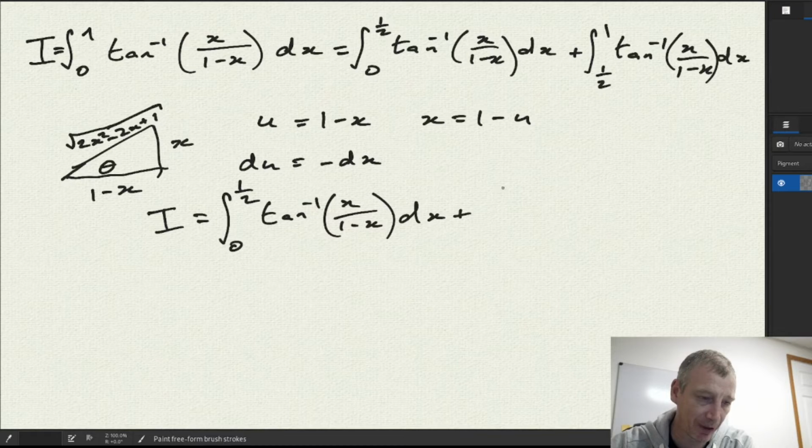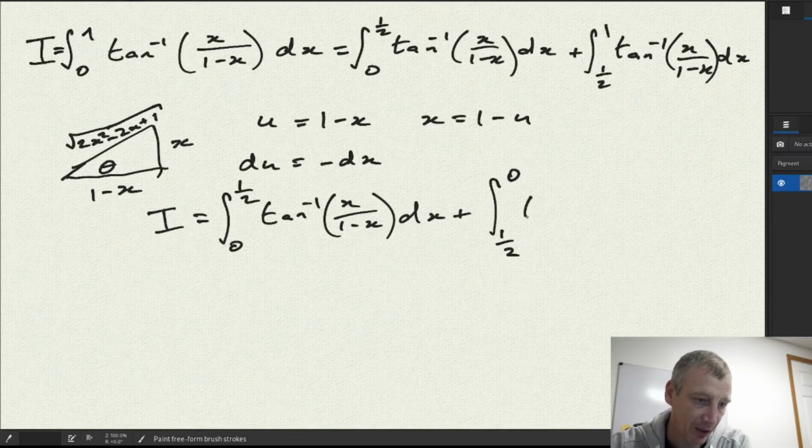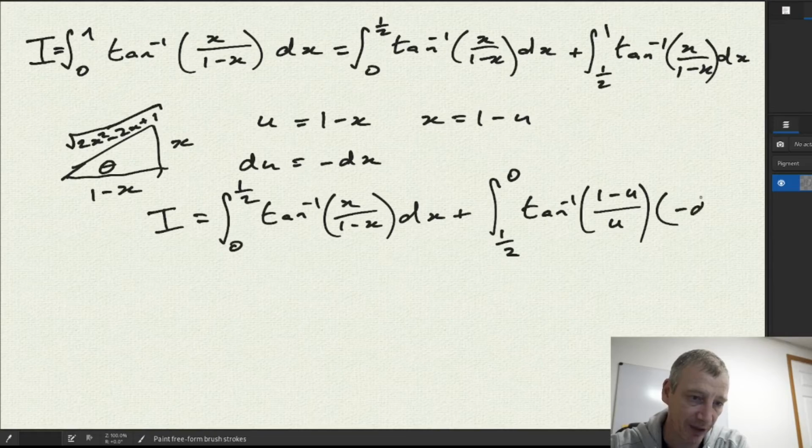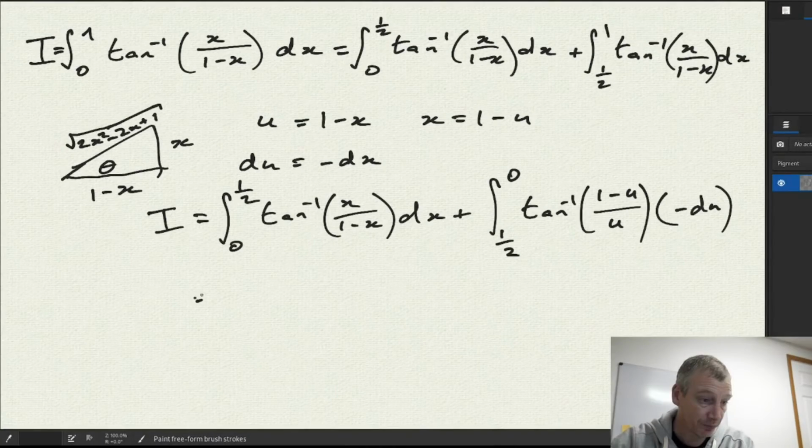And then the second part becomes the integral from, well, when x is equal to a half, u is equal to 1 minus a half, which is a half, so that's fine. That lower bound doesn't change. When x is equal to 1, u is 1 minus x, which becomes 0. Tan inverse of x over 1 minus x becomes 1 minus u over u. And then instead of dx, we're going to have minus du, which gives us this really nice manipulation that we can do.